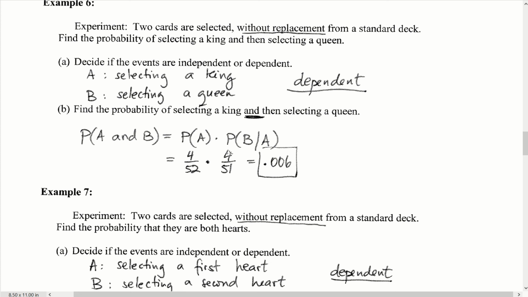There's still 4 queens left in the deck. We're now pulling out of 51 cards, so it's going to be 4 divided by 52 times 4 divided by 51, and if we simplify that, that will simplify to 0.006. So 4 out of 52 times 4 out of 51 would give us our final answer of 0.006.